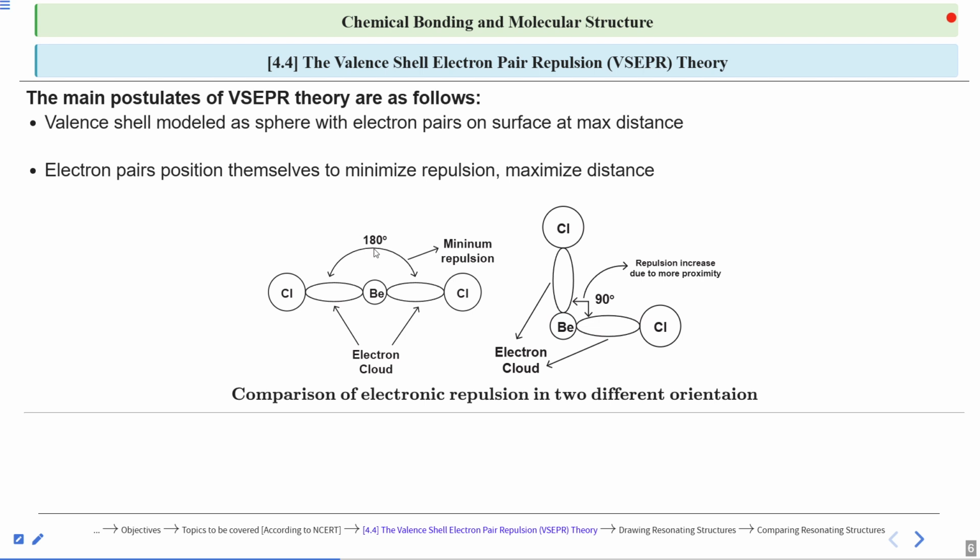In the next part, I have kept these two bonded pairs. Of course, these are the bonded pairs, or the bonded electron clouds, because they are present between the beryllium and chlorine.